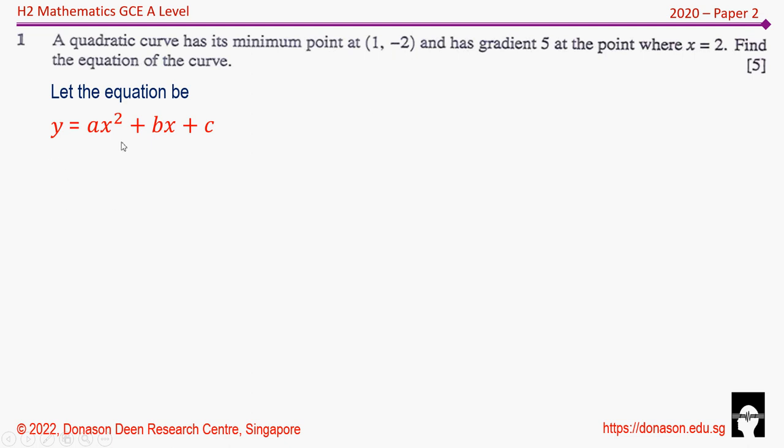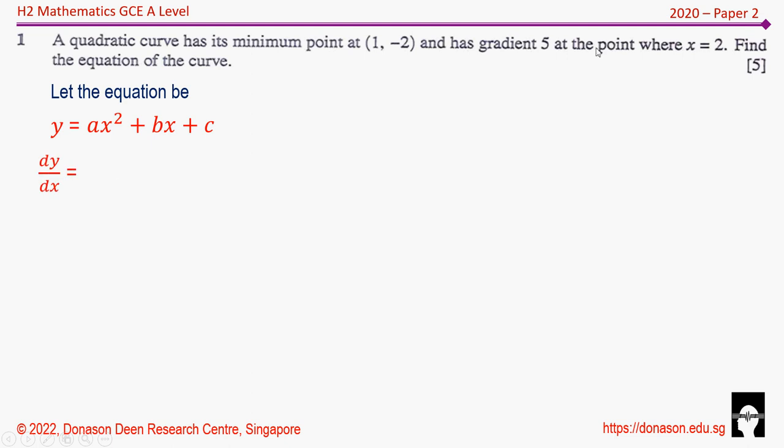And then if we were to differentiate this expression and substitute x equals 2, we are told that the gradient is 5. So we could equate dy/dx to 5 and that should give you another equation. So let's look at how to solve this now.